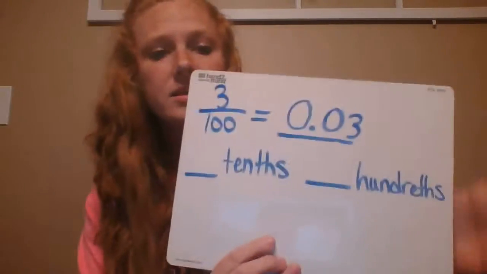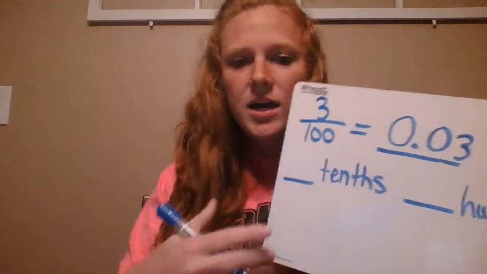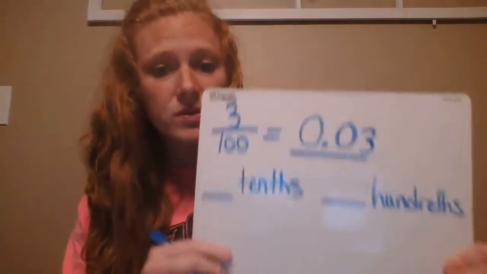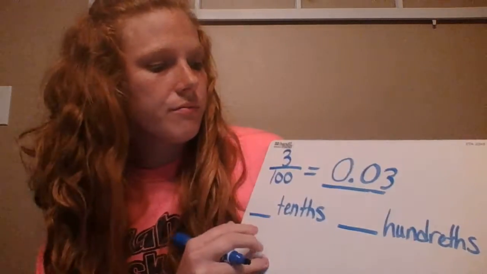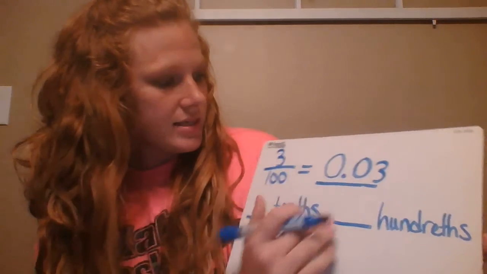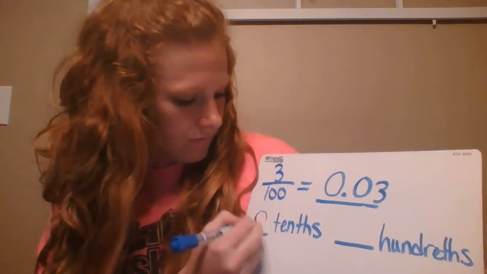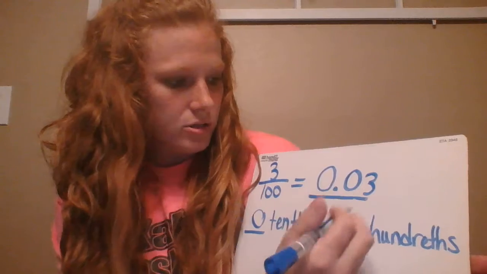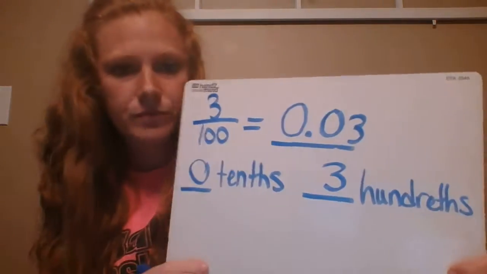But then it asks us how many tenths and how many hundredths are in this decimal. And when I say it asks us, I'm talking about we're actually doing problems from the workbook that we would have been doing if we were in class. So how many tenths? We look at the tenths place, there are 0. How many hundredths? We look at the hundredths place, there are 3. So that's what we're going to be doing for today's problem set.